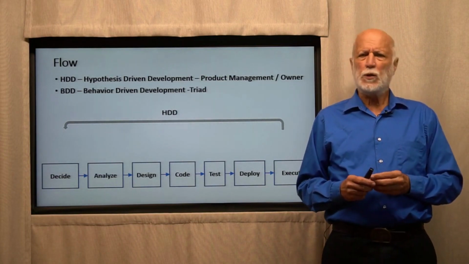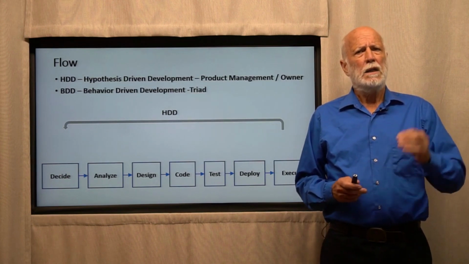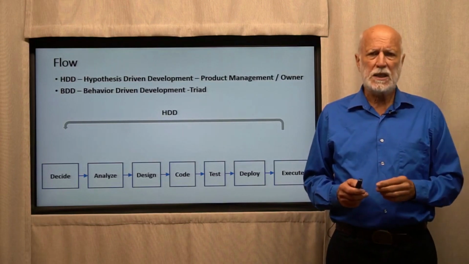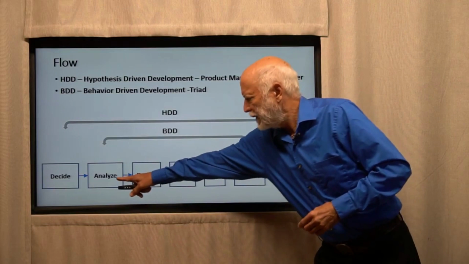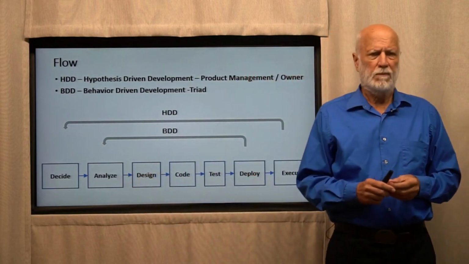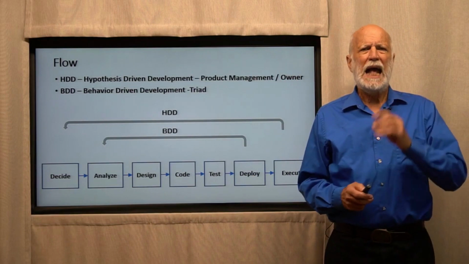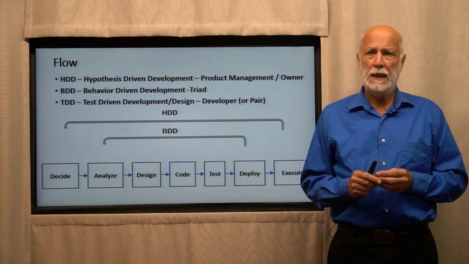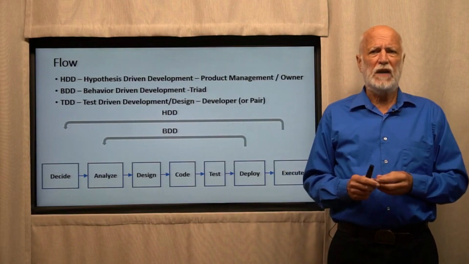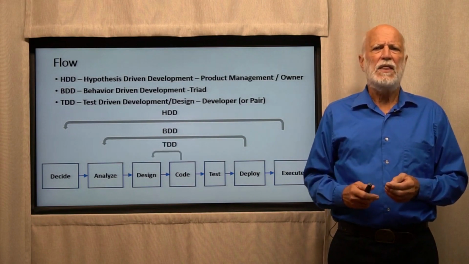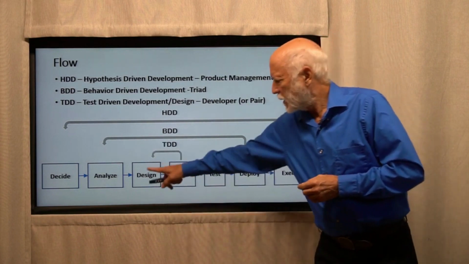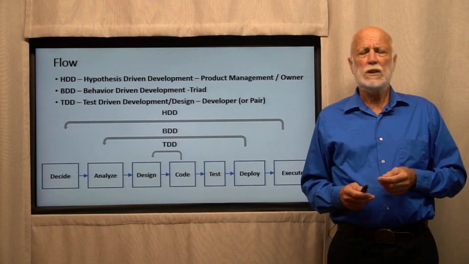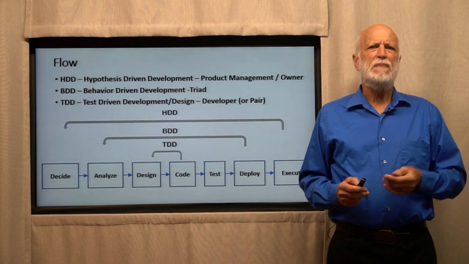Next, we have behavior-driven development. And that's the triad. The product owner, customer, business analyst, the developers, and the testers. And that goes on between the analysis of the requirement and late as staging. And then we have TDD, or test-driven development, or test-driven design. And that's the developer, or a pair of developers, or a developer and tester. And that's much tighter. In the design and coding phase, very quick cycle time. So those are three things we're going to talk about. HDD, BDD, and TDD.